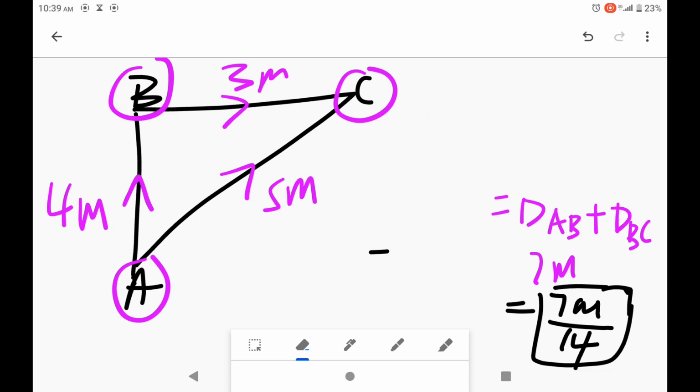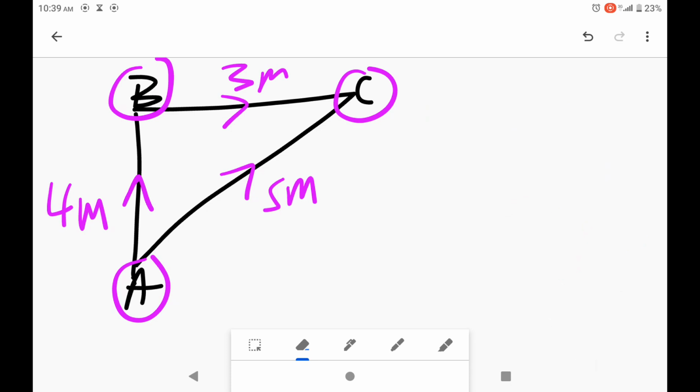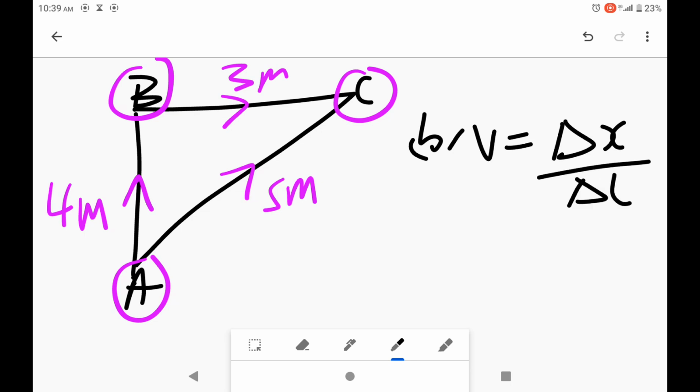Now we need to find velocity. How do we find velocity? We're going to say v equals change in x, delta x, divided by change in time. This is the formula we use to calculate velocity. Change in x we know is the displacement, so it's different from distance. What is the displacement? The distance we saw is 7 meters because we added AB plus BC.